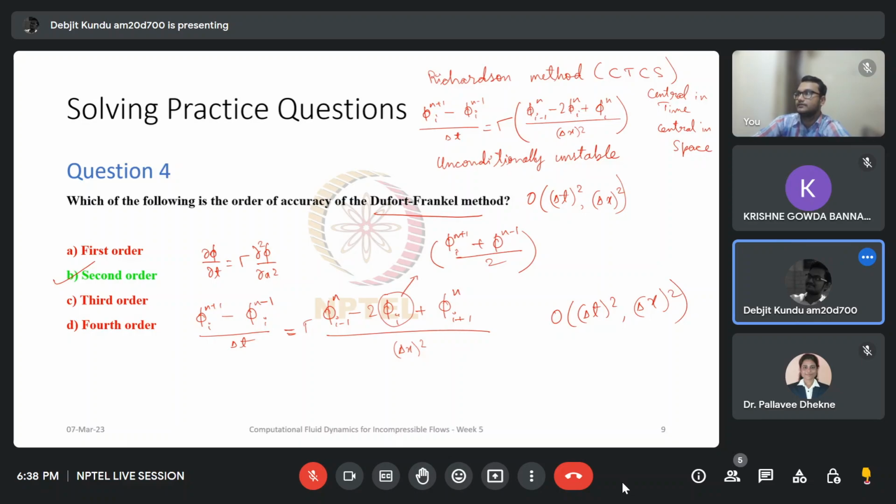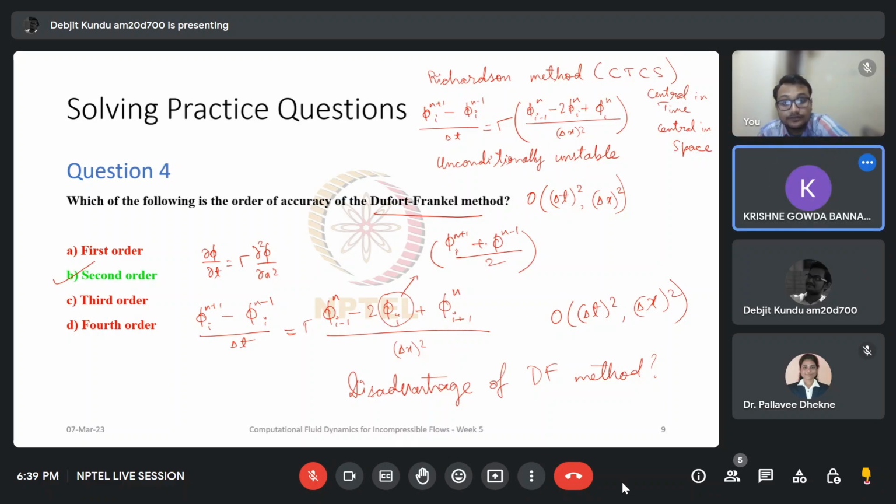Any doubts on this? Any questions? Anything? What is one disadvantage of this Dufort-Frankel method? Does anyone know? Disadvantage of Dufort-Frankel method? Anything that comes to your mind? Any one disadvantage? Less accurate. No? Sorry? Can you come again? I couldn't understand. Regarding accuracy, no, it's.